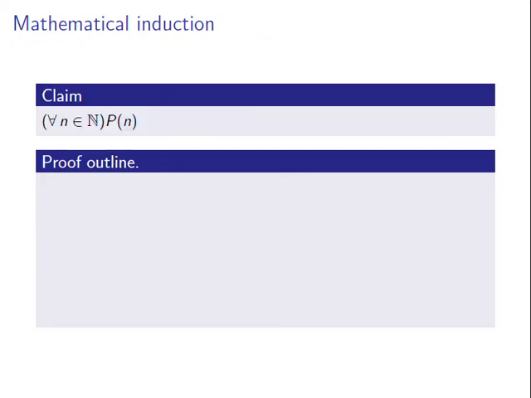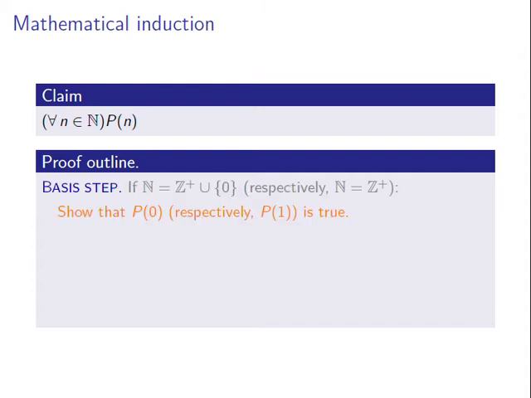The principle of mathematical induction can be used to prove statements of the form: for every natural number n, P of n holds. The proof consists of 2 parts. The first part, called the basis step, is the proof of P of 0, respectively P of 1. The second part, called the inductive step, is the proof of the condition: for every natural number k, P of k implies P of k plus 1.